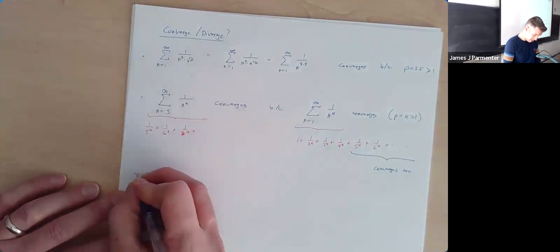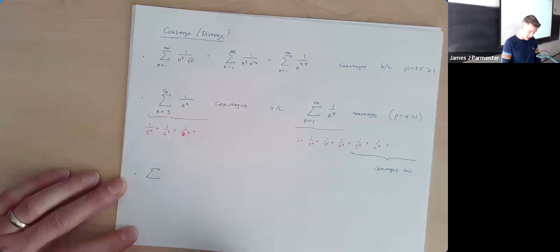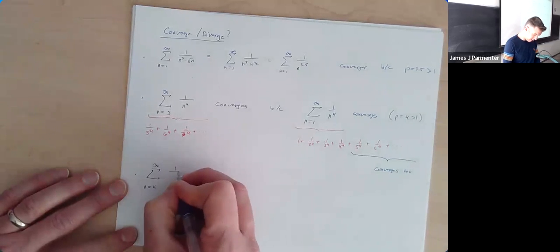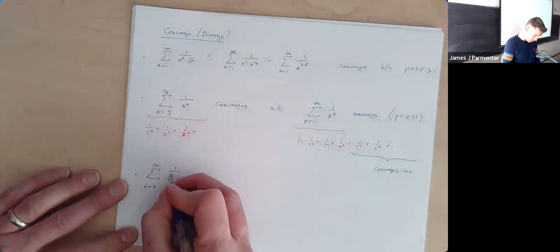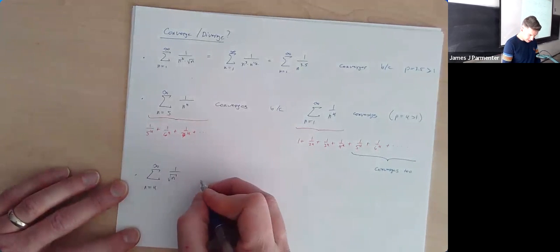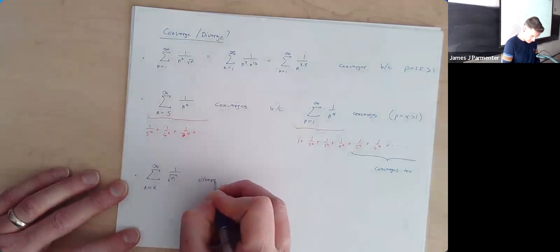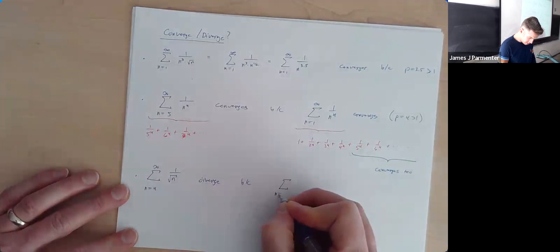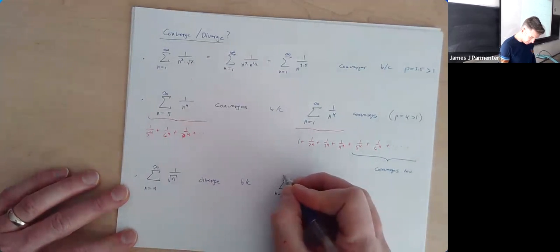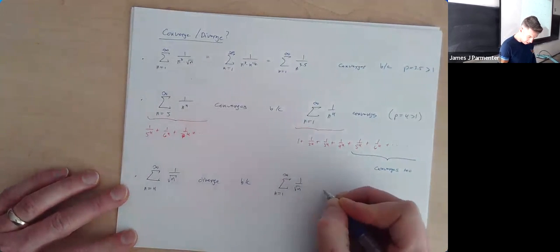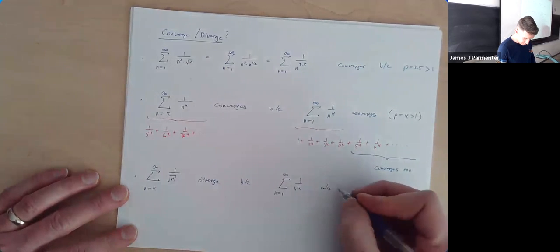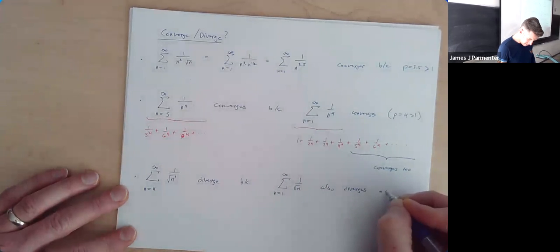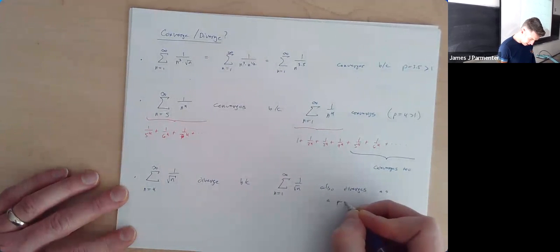Similarly, that's also true for divergence. If I do the sum from n equals 4 to infinity of 1 over the square root of n, well, that's going to diverge, because this other series that starts at 1, the sum from n equals 1 to infinity of 1 over the square root of n, also diverges as a p-series with p equal to 1/2.